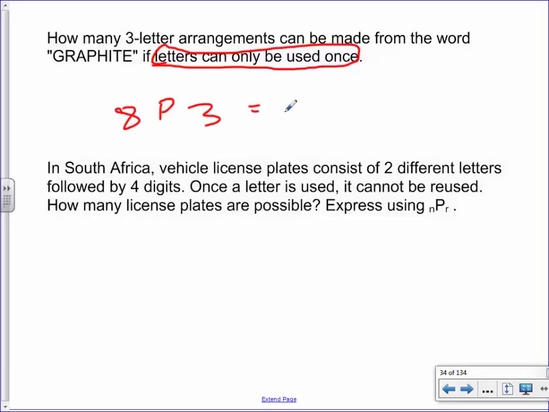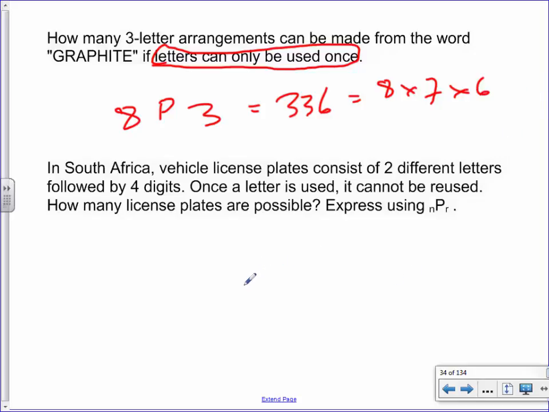What did you get as a number? 336. 336 is the same thing as saying there's 8 choices for the first letter, 7 choices for the next letter, and 6 choices for the next letter. Right? 5 letters don't make the cut.